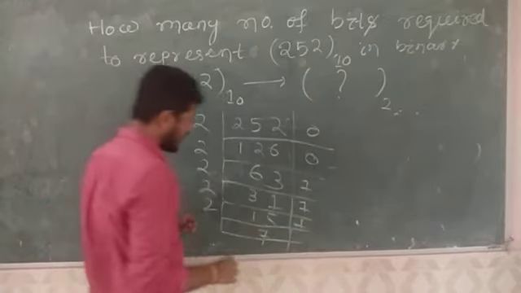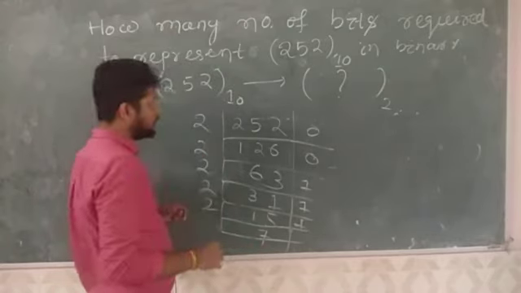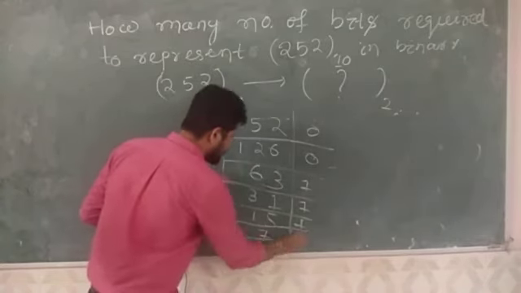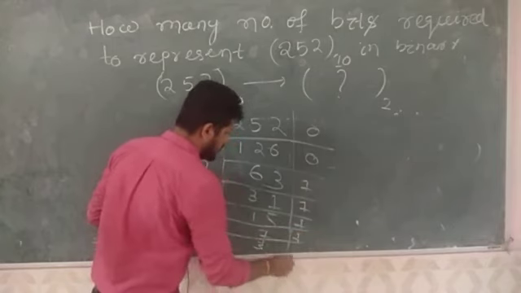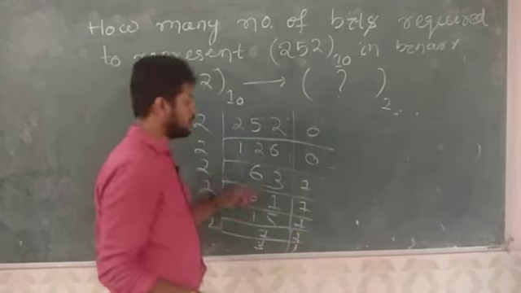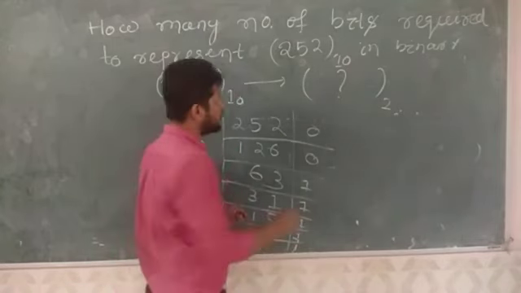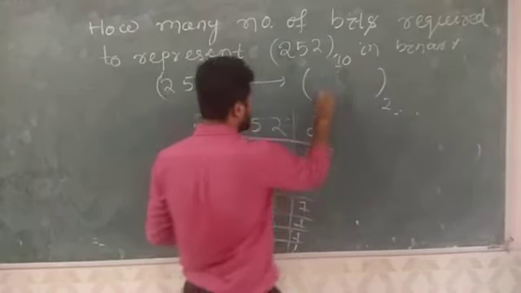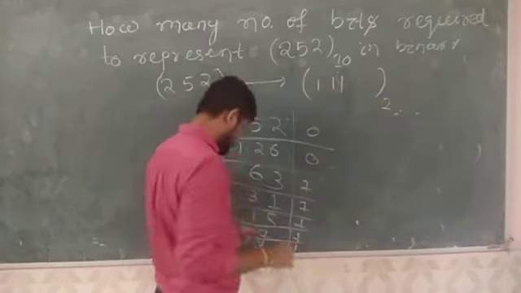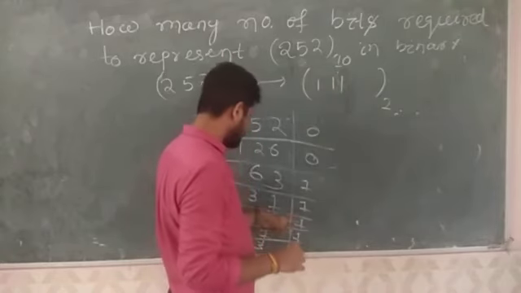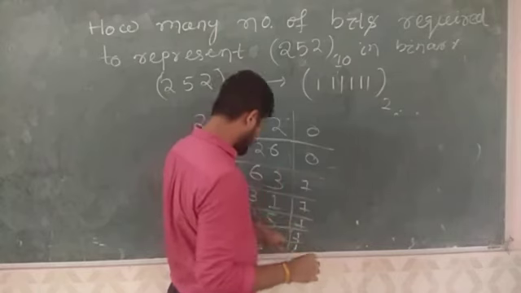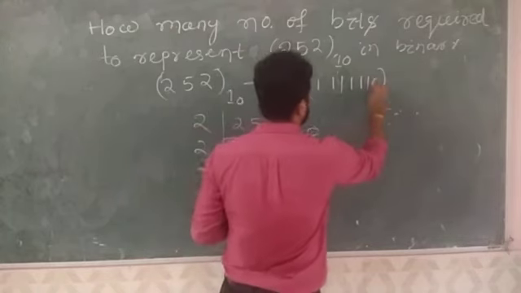If you carry on like this, again 2 into 3, that will leave the remainder 1, then 1 and 1. You just know the procedure, so try to calculate. I am writing this directly: 1 1 1 1 1 1 0 0.